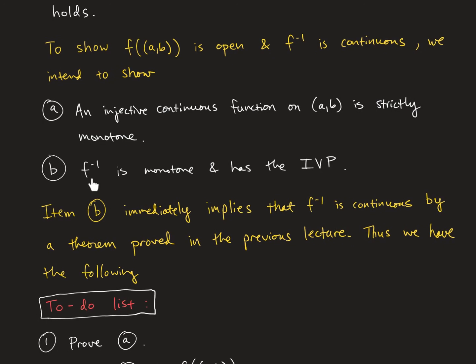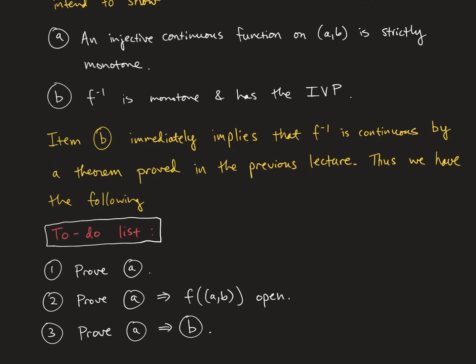So as I said, B here immediately implies that F inverse is continuous by what we proved previously. So once we have B, we'll have this. As I indicated, we're going to get B from A, so F inverse being monotone. That's going to follow from F itself being monotone, and this item A will also imply that the image is an open set. So really the big thing we need to prove is A.